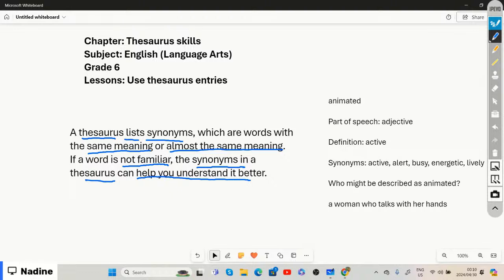So basically, with the synonyms that are given, if you are not familiar with what that specific word means, even after you've read the definition, and you still don't know what that means, the synonyms will be there. Because there'll at least be one of those synonyms that you'll understand. And then it will help you to understand that word better.